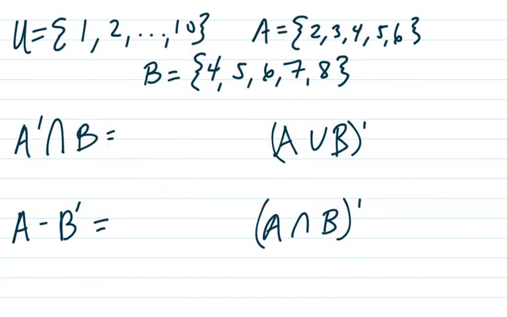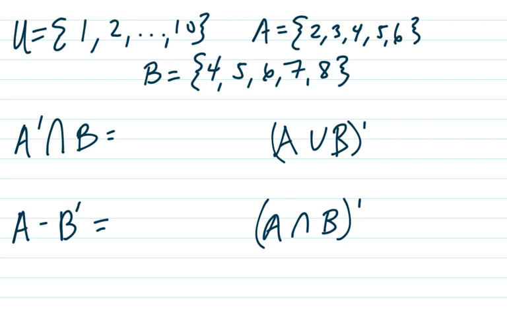Now it's going to get a little tricky because we're going to look at the intersections and unions and involve set complements. So in this example, we're told that the universal set is the set of natural numbers from 1 to 10. So 1, 2, 3, 4, 5, 6, 7, 8, 9, 10. We're told that the set A is the set containing the elements 2, 3, 4, 5, 6, and set B is the set containing elements 4, 5, 6, 7, and 8.